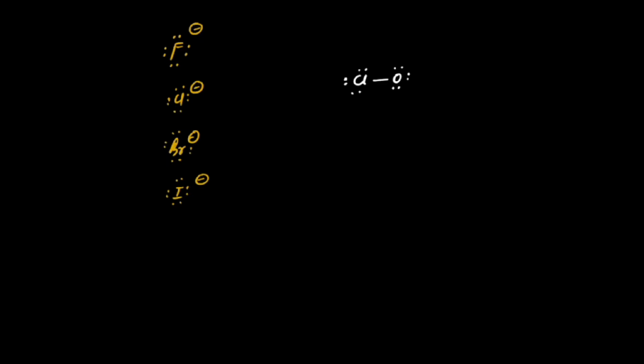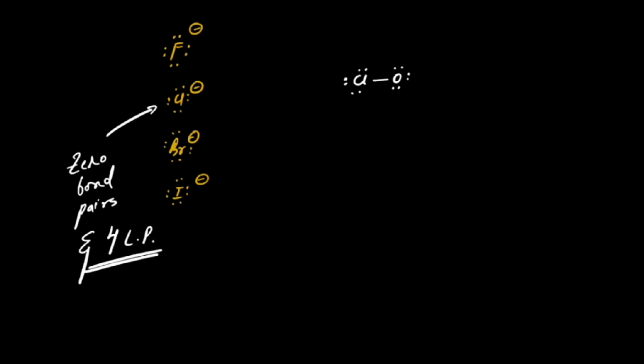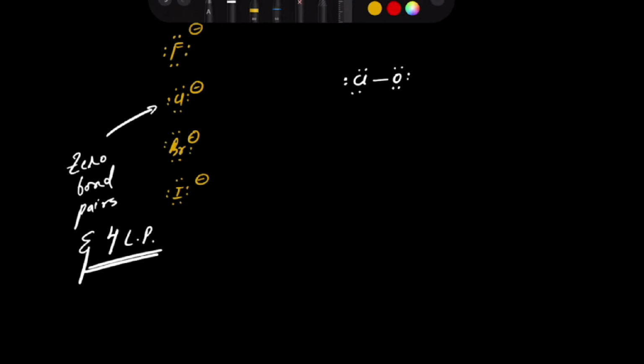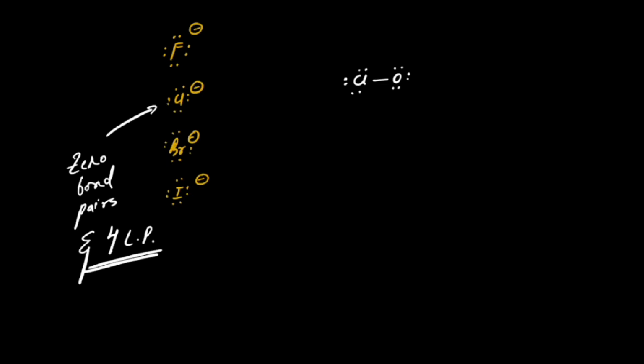See, the rule is this: whenever a halogen holds negative 1 charge, it has 0 bond pairs and 4 lone pairs. Okay, and whenever oxygen has 2 bond pairs and 2 lone pairs, it is neutral. Whenever it has 1 lone pair and 3 bond pairs, it holds positive charge. And whenever oxygen has 3 lone pairs and 1 bond pair, it holds negative charge.